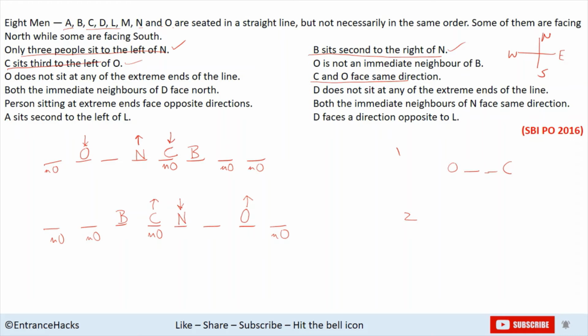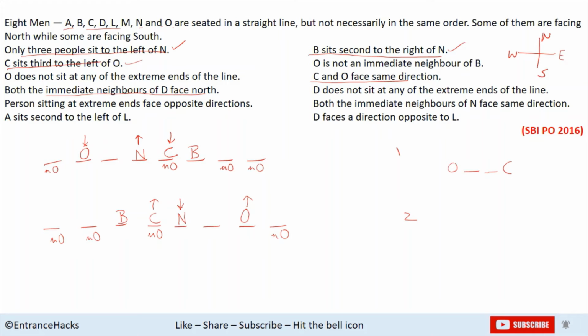In option 1 it is south, in option 2 C and O are facing north. Both the immediate neighbors of D face north. Okay, so we don't have the position of D right now. So we go to the next statement.